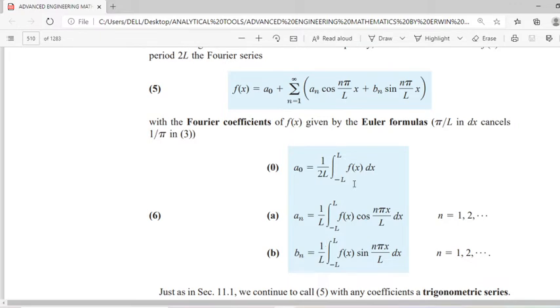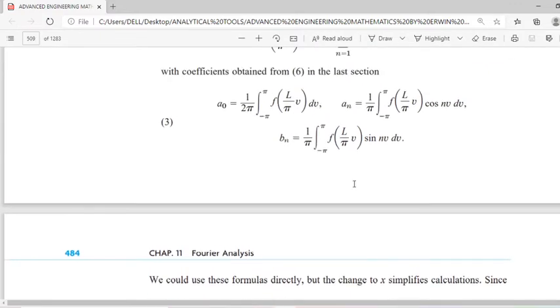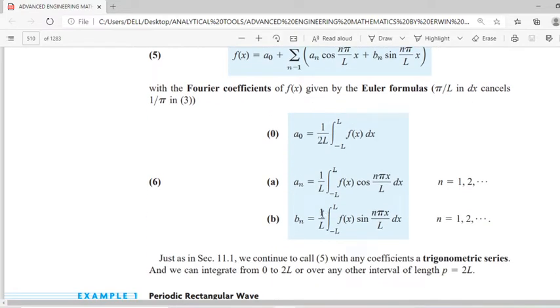If we consider the variable v, then the range will be minus pi to pi. Correspondingly, if we consider the variable x, then the range will be minus l to l. As in the previous section, the constant outside this integration will be 1 by 2l, because we have discussed it in detail in the previous class. So that is the method of finding these steps.